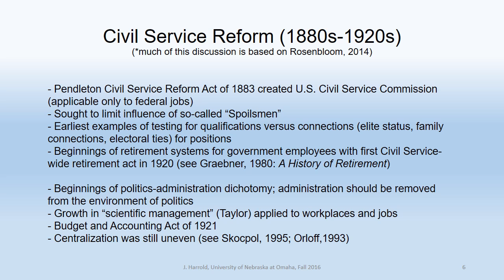But centralization, even during this period, was still uneven. I cite a couple sources there, Skocpol and Orloff. What they're really talking about is the Civil War pension system, the pension system that was implemented for veterans of the Civil War. It was really a system based in patronage and based in political connections for the most part. And so even during this period of reform, there were still these remnants of a system based in favoritism.